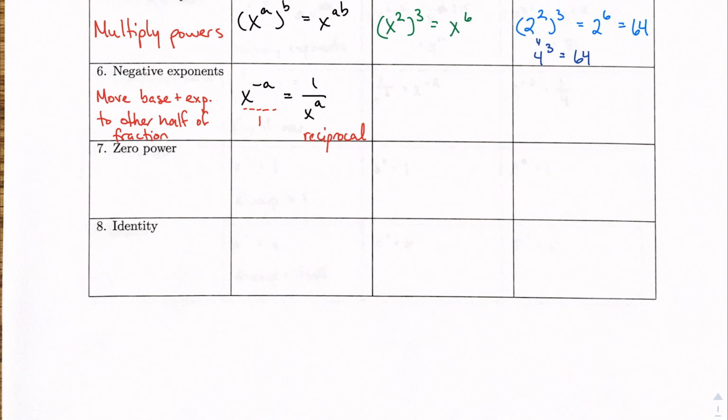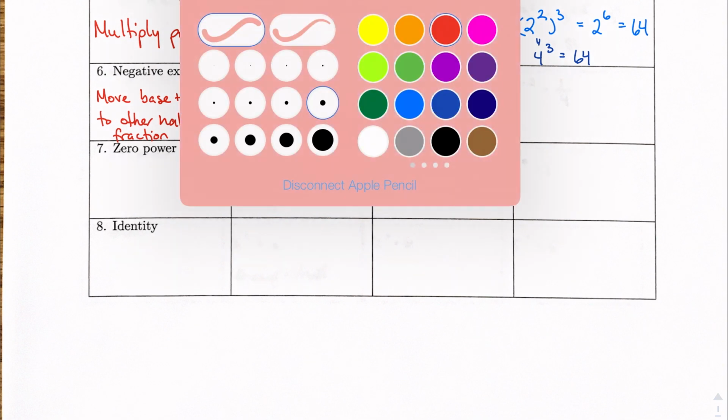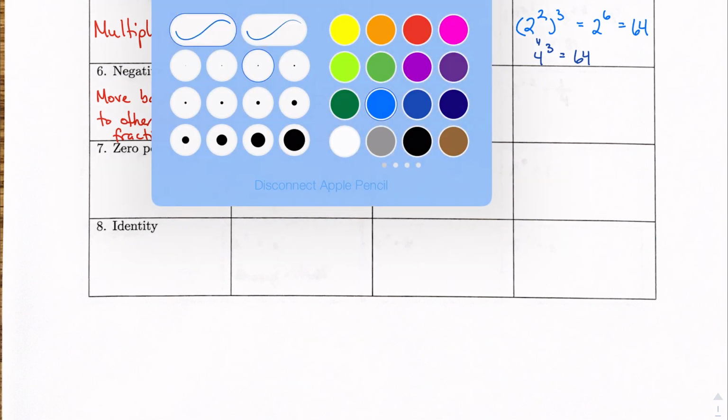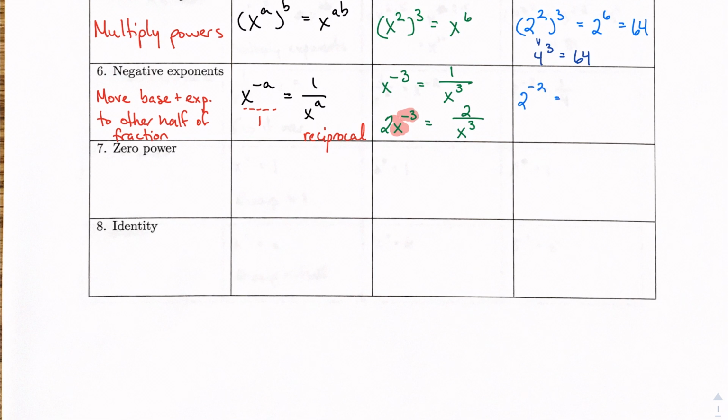So if I have something like x to the negative 3, I'm going to put that in the denominator, and when I do that, my exponent becomes positive. So I have 1 over x cubed. I need to be careful, right? Because if I have something like 2 over x to the negative 3, the only thing that this negative 3 is attached to is the x. So the only thing that's going to move into the denominator is the x, not the 2. The 2 is not being raised to the negative 3, it's just 2. Of course, if I saw something like 2 to the negative 2, that's going to be 1 over 2 squared, and that's just 1/4.